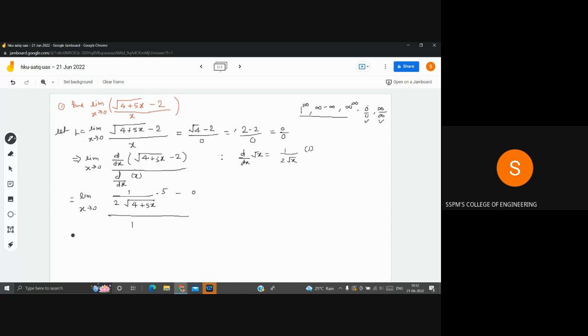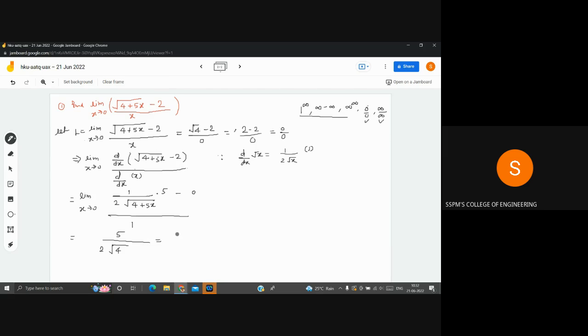Now in the remaining function, you apply the limit as x tends to 0. So when you apply the limit to the remaining function as x tends to 0, it will be 5 upon, where there is a term of x, you apply the limit as x tends to 0. So 2 into root of 5 into 0, that is 0, plus 4. So root of 4 is there.